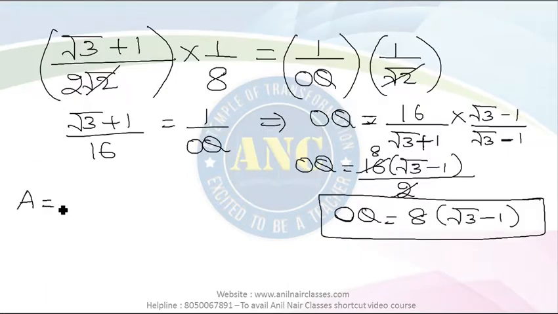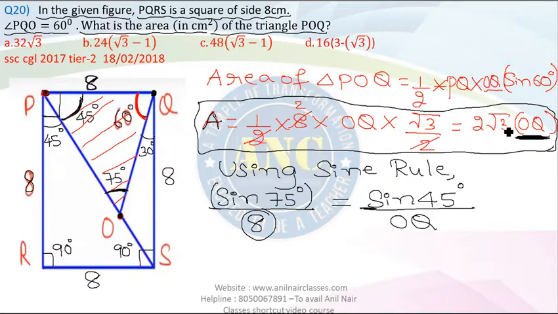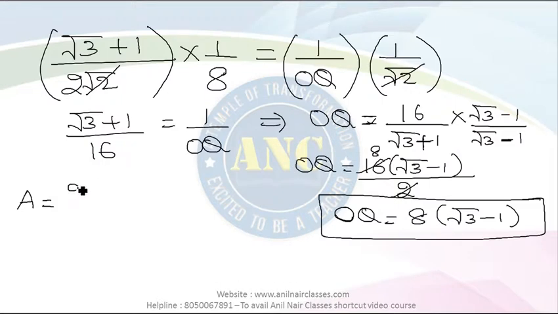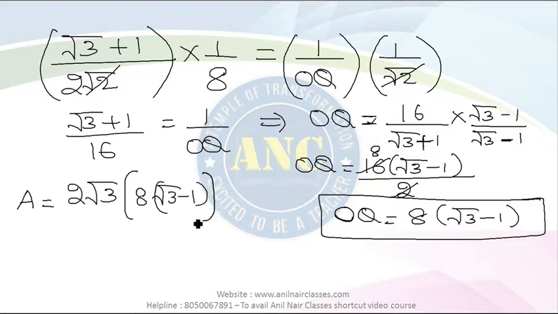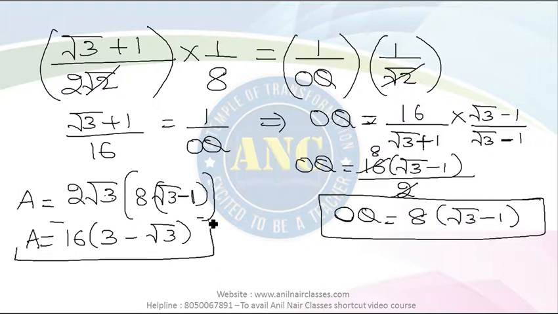In fact, area of triangle is 2 root 3 into OQ. So it is 2 root 3 into OQ value, which is 8 times of root 3 minus 1, and simplify: 2 into 8 is 16, root 3 into root 3 is nothing but 3, root 3 into minus 1 is minus root 3. Your final answer, the area of that triangle which is asked in the question, is 16 times of 3 minus root 3. I hope the idea is very clear for you.